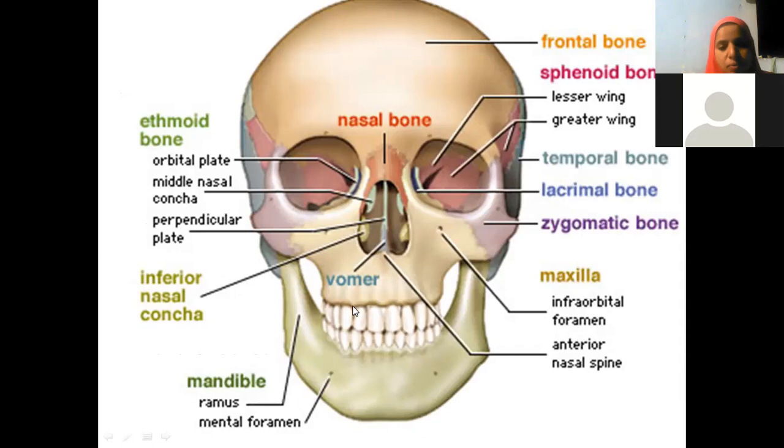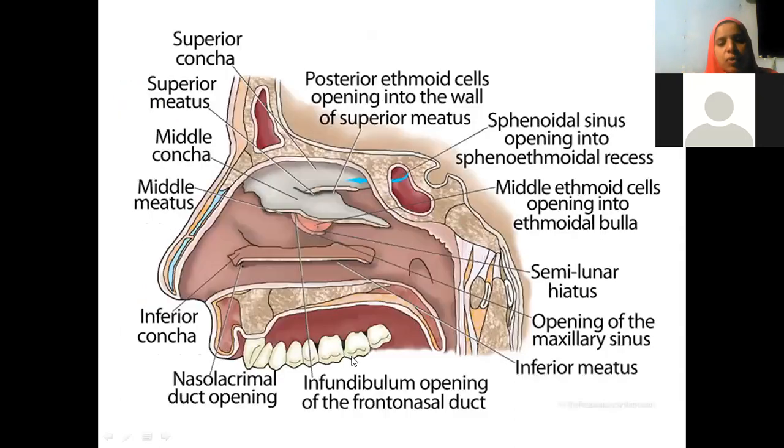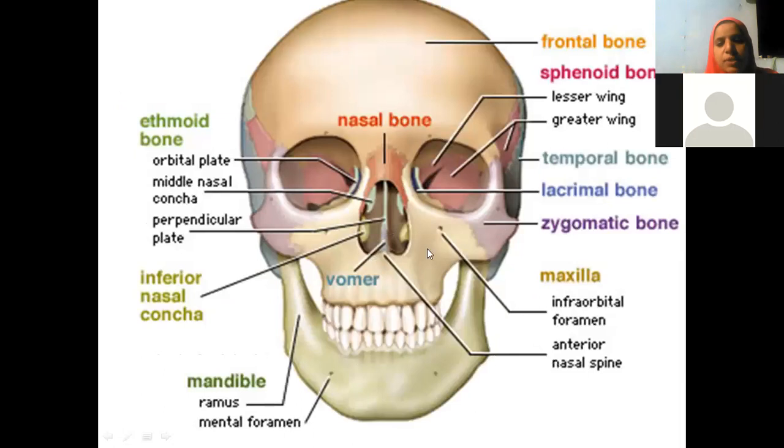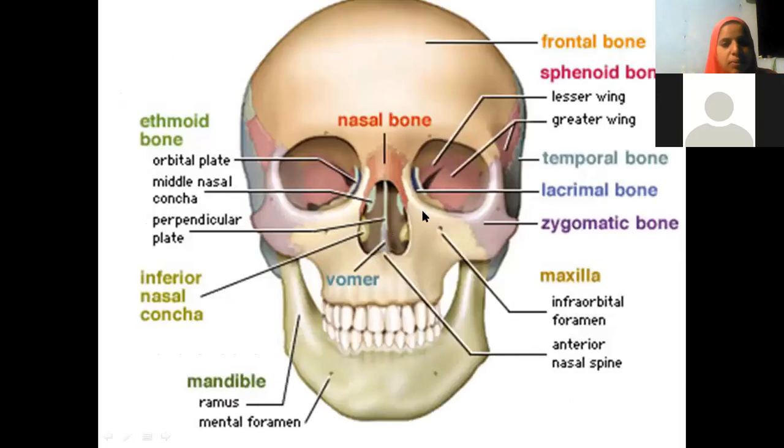These are incisors, hence incisive fossa. These are canines, hence canine fossa. A little elevated area you call the canine eminence. The posterior surface is forming the anterior wall of the infratemporal and also the pterygopalatine fossae. It will also have four processes. This area towards the zygomatic bone is the zygomatic process of the maxilla. Then the frontal process, which is going up toward the orbit.